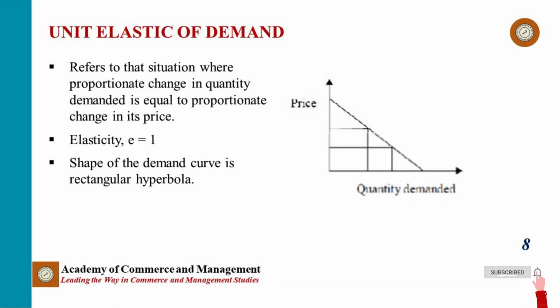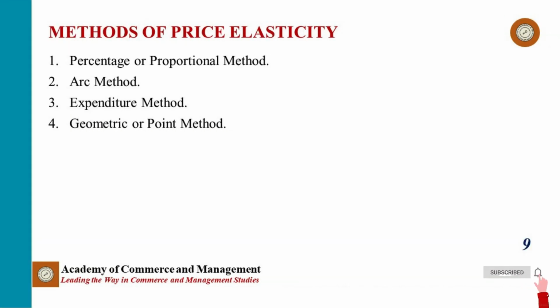The last type of price elasticity of demand is unit elastic demand or unitary elastic demand. Unit elastic demand refers to that situation where proportionate change in quantity demanded is equal to proportionate change in its price. Here, the elasticity will always be equal to 1. And, the shape of the demand curve is rectangular hyperbola. There are different methods for measuring the price elasticity of demand.